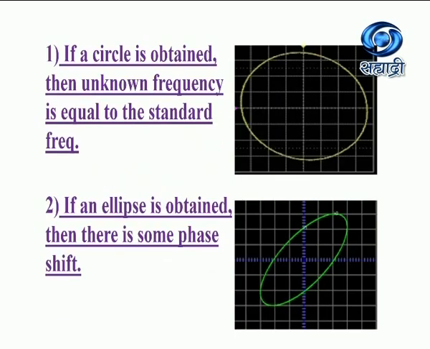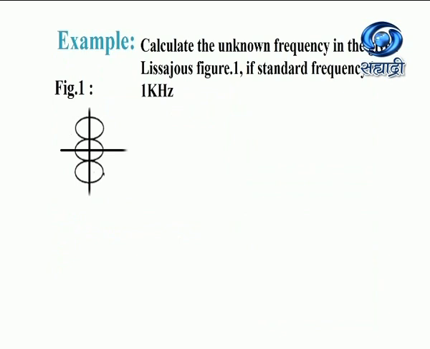There are different types of Lissajous figures which are obtained on the screen. If a circle Lissajous figure is obtained on the screen, then unknown frequency is equal to the standard frequency. And if an ellipse is obtained on the screen, then there is some phase shift between these two frequencies. So let's see one example. Calculate the unknown frequency in the given Lissajous figure 1 if standard frequency is 1 kilohertz.